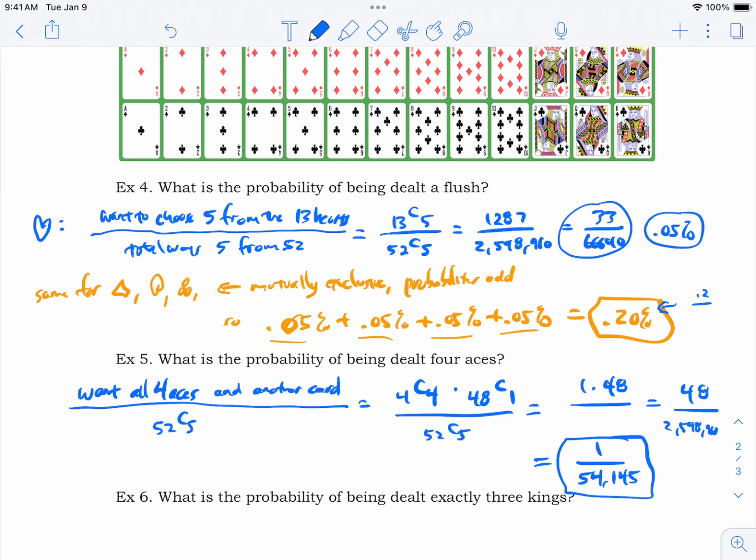0.2% means 0.2 out of 100, right? Because percent means per 100. That's the same as 2 out of 1,000, which is the same as 1 out of 500. So that was a 1 in 500. This is a 1 in 54,000. So yeah, you're very not likely to be dealt 4 aces.